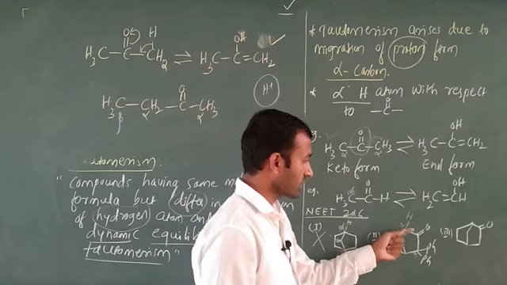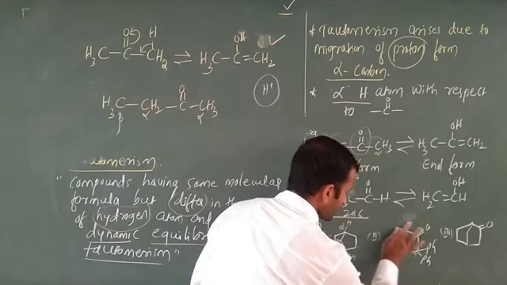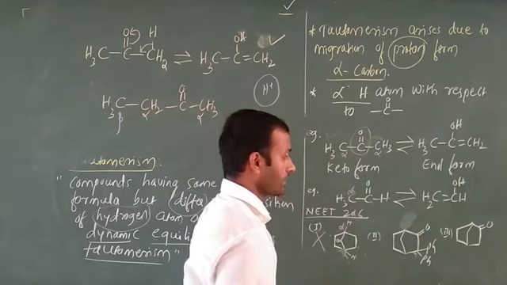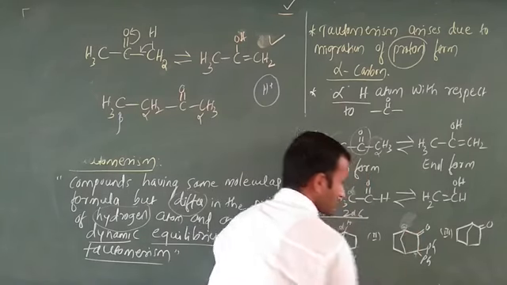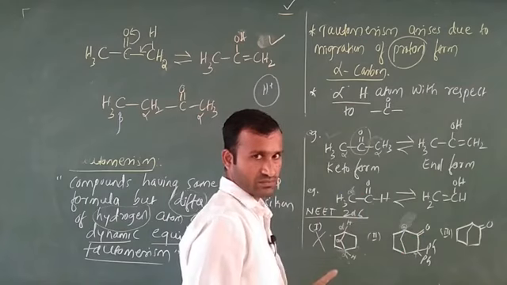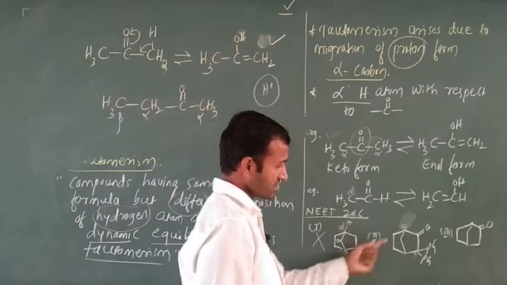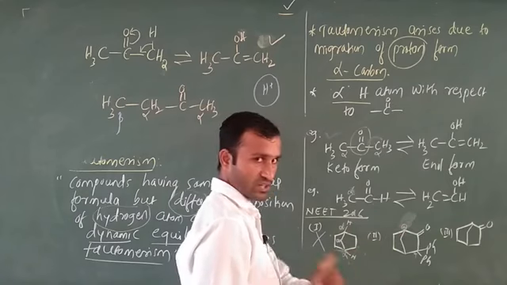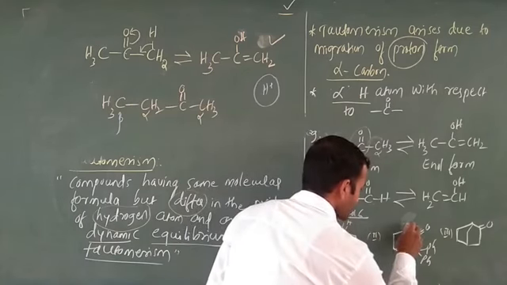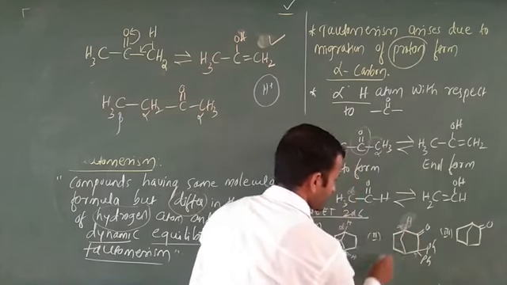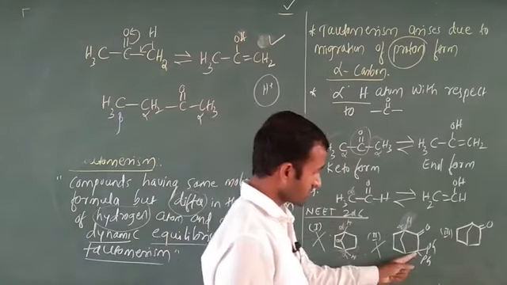But as I told you, the reason is that a bridgehead carbocation is an unstable carbocation. If by chance I migrate the hydrogen, what am I going to get? A positive charge on the bridgehead. This is unstable. That is why this is not possible. In this case one hydrogen is there on the alpha carbon, but this is also not possible for tautomerism. In the other case, there is no hydrogen.